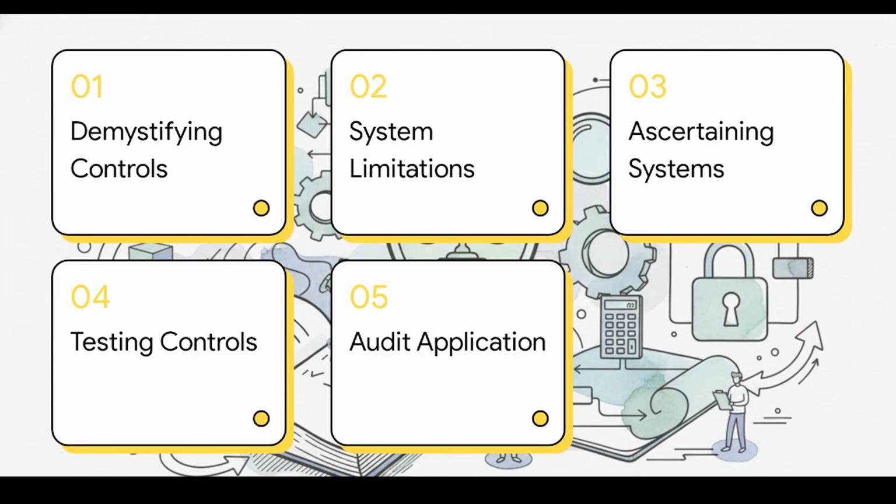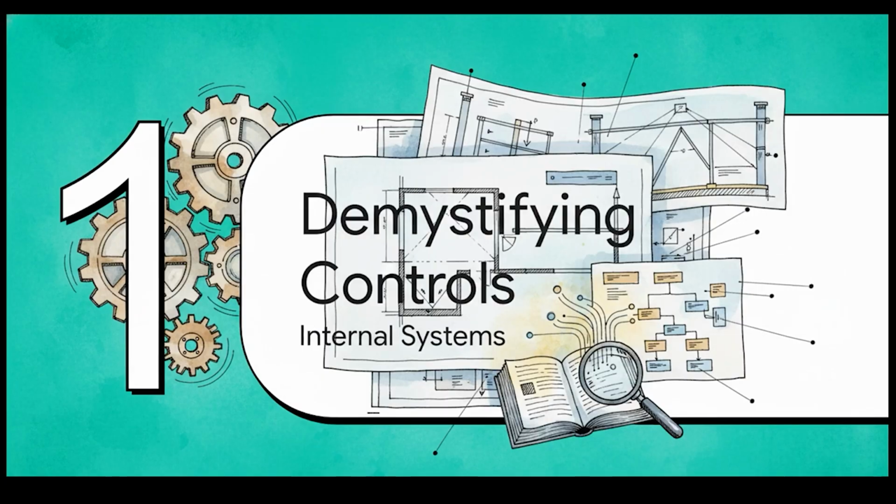Here's our roadmap for today. We'll start by demystifying internal controls, look at the system's inevitable limitations, dive into ascertaining and documenting those systems, move on to testing the controls, and finally wrap it all up with some real-world audit application. All right, Part 1. Demystifying internal controls.